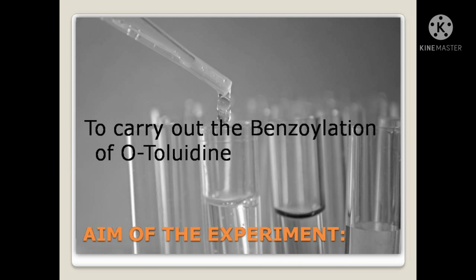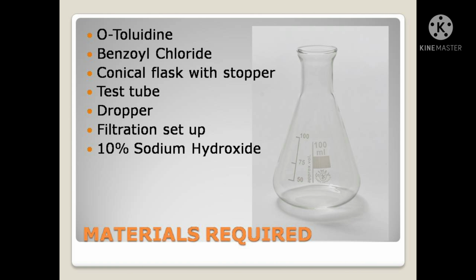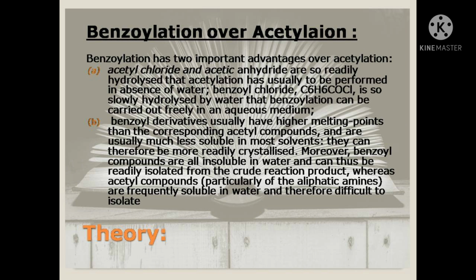Following is the aim of the experiment, which is to carry out the benzoylation of o-toluidine. So, what are the materials required to follow this experiment? Firstly, we need o-toluidine, benzoyl chloride, conical flask with a stopper, test tube, dropper, filtration setup, and 10% sodium hydroxide.